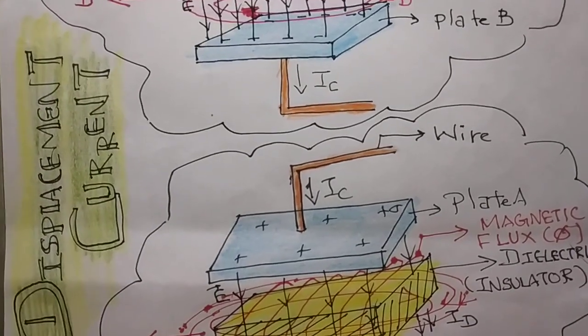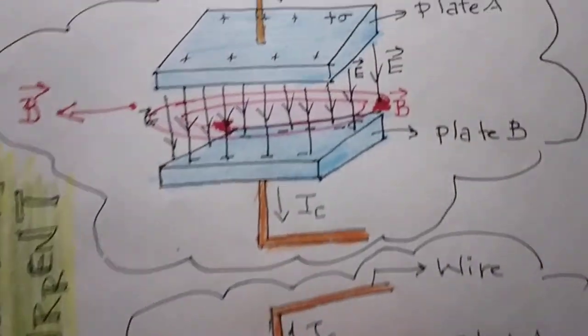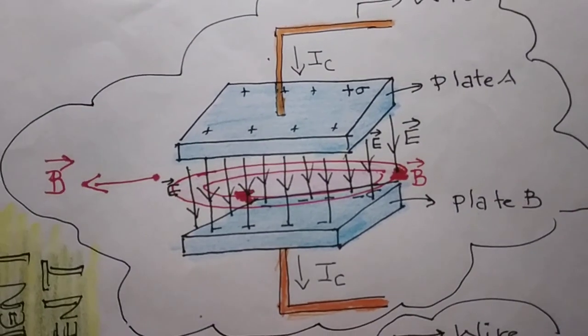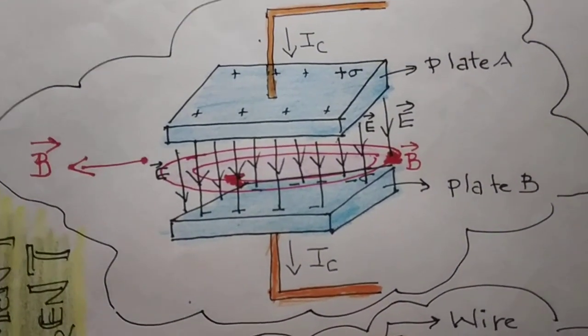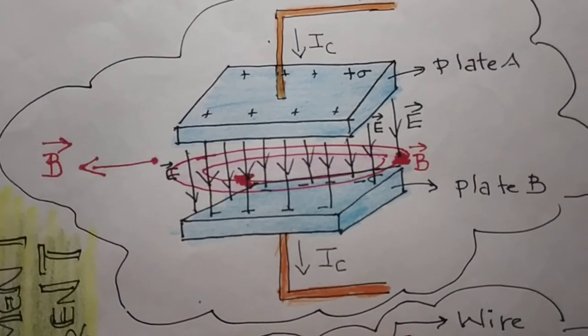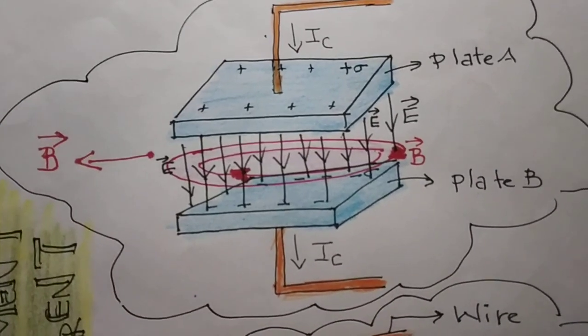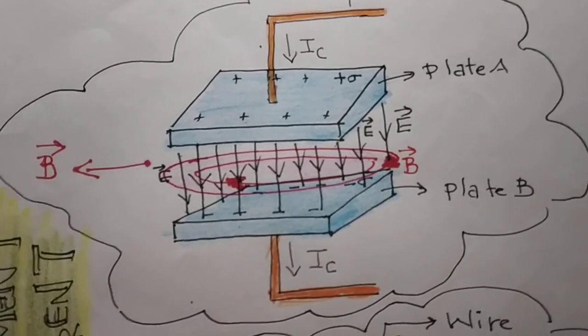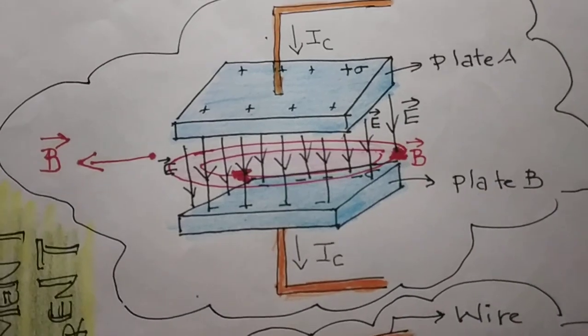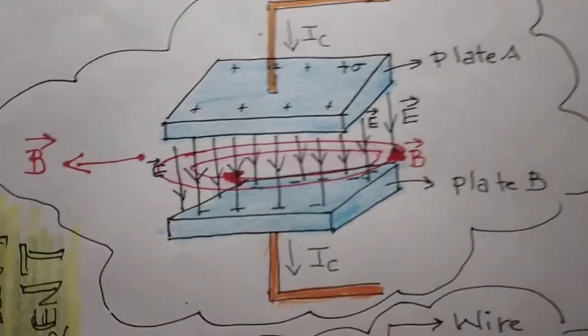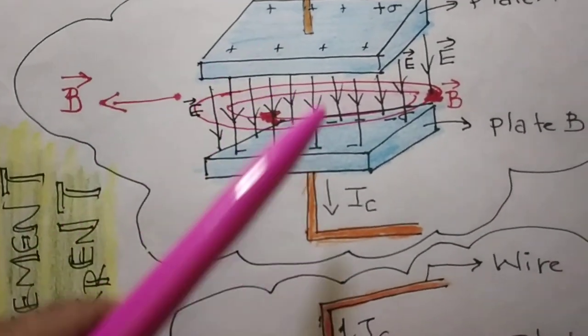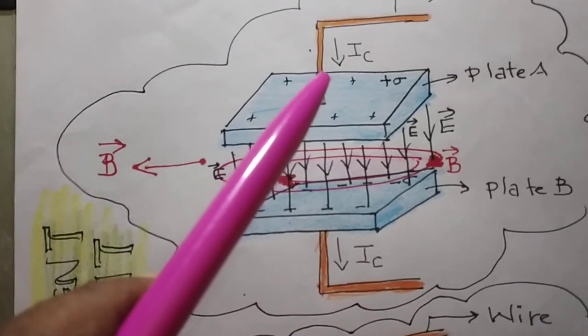What is meant by displacement current? In this diagram, we can see a capacitor. The plate A is positively charged and the plate B is negatively charged. Whenever a capacitor is charged or discharged, the electric field will be acting from positive to negative.